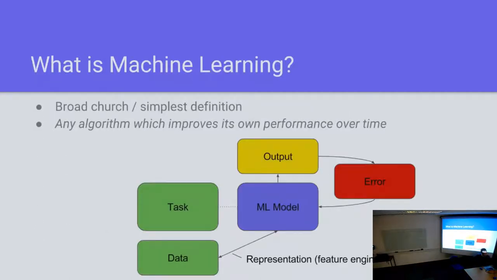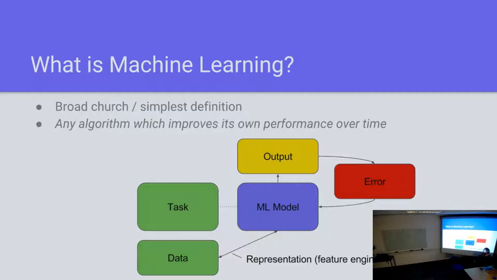Okay, so what is machine learning? There's some very technical definitions, there's some very non-technical definitions. I like the one which is a very broad church, I also find it to be the simplest, which is any algorithm which is able to improve its own performance over time. So there is a learning element to the algorithm where it's able to load some data, perform a task on that data, and evaluate its own performance with respect to what it should have done.